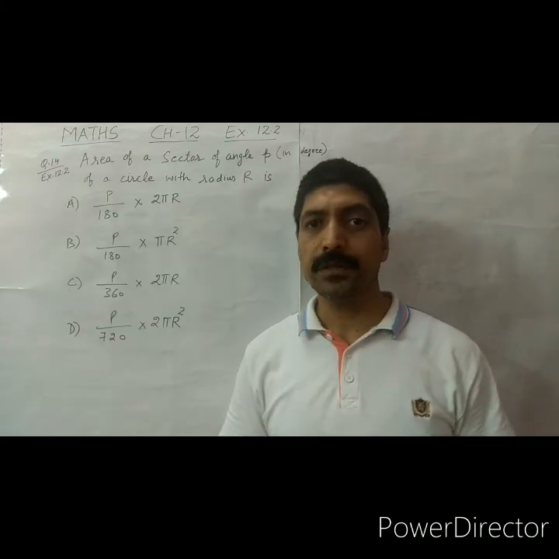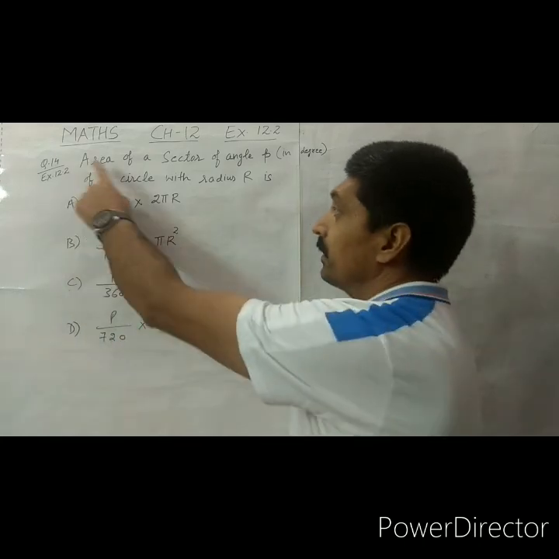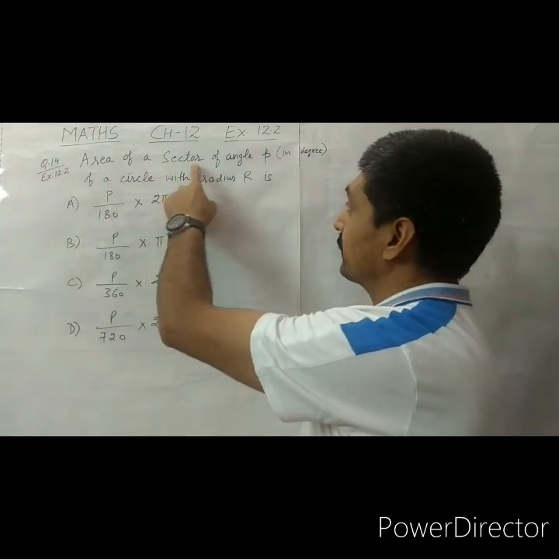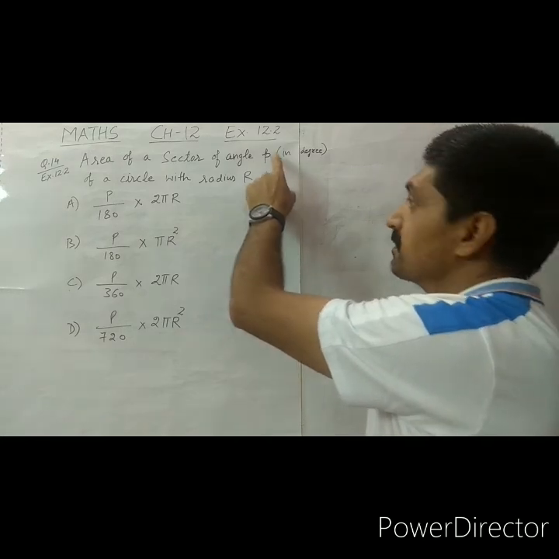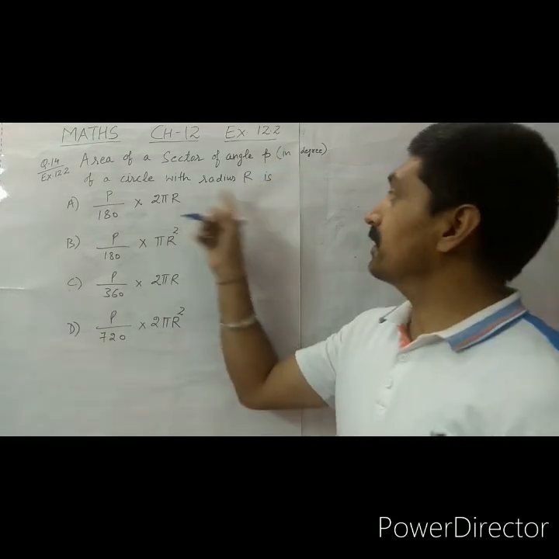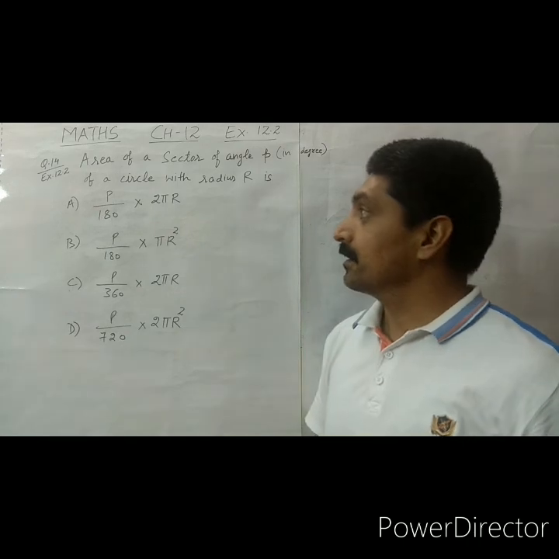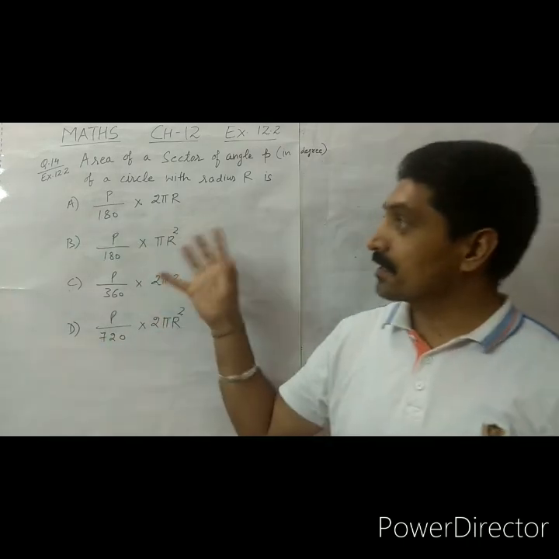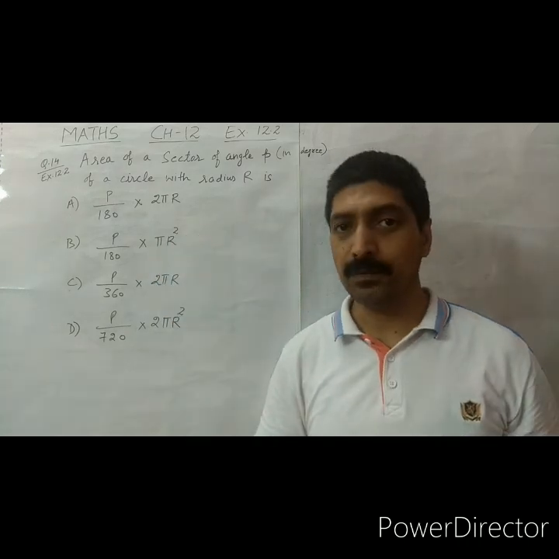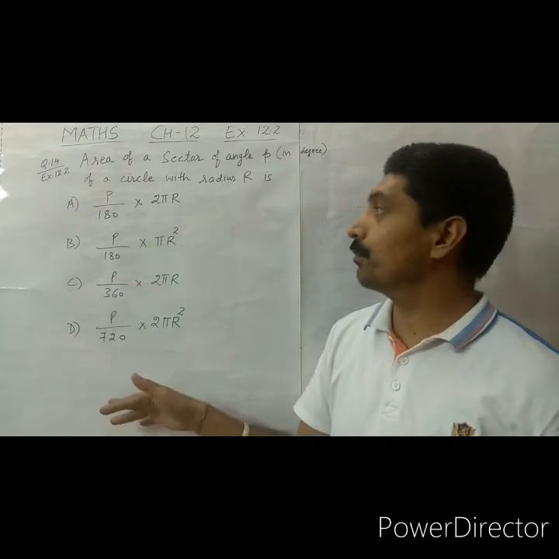Next question is question number 14. Area of the sector of angle P, if in degrees the angle is P, of a circle with the radius capital R. We have the four options. This question is asked most of the time in the exam, 1 mark question in MCQ form.